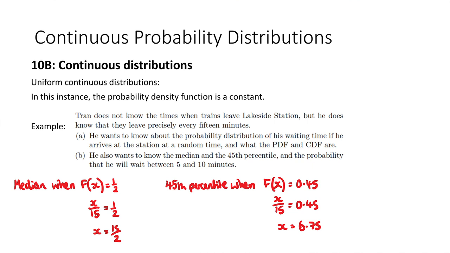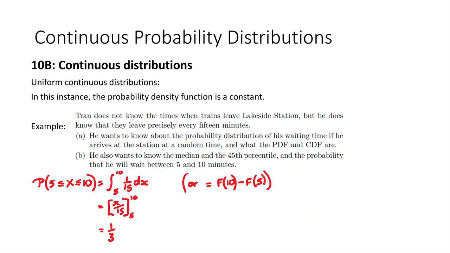The final thing I'm asked there is what's the probability he will wait between 5 and 10 minutes? So what it's asking me is, what's the probability that x will be between 5 and 10? So I'm going to integrate from 5 to 10 my probability density function, and I just do it as a normal integral. So you can see why this is in year 12, because we've got to know all the integral stuff to be able to do this.